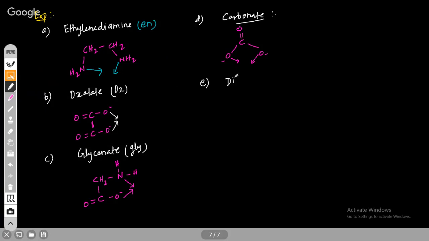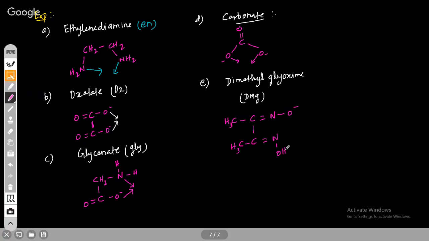Dimethyl glyoxime. Short symbol is DMG. The structure is H3C, C double bond N single bond O minus, and here we have CH3 double bond N OH. Donor atoms are these two nitrogens. DMG is this.